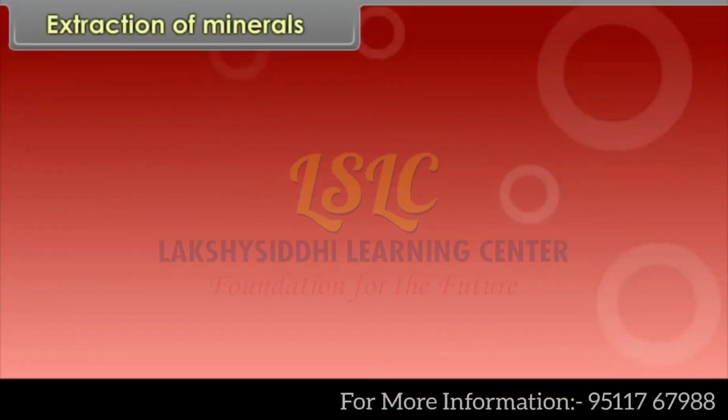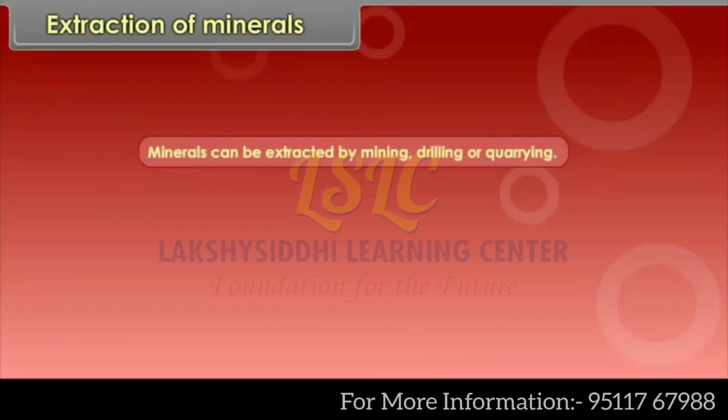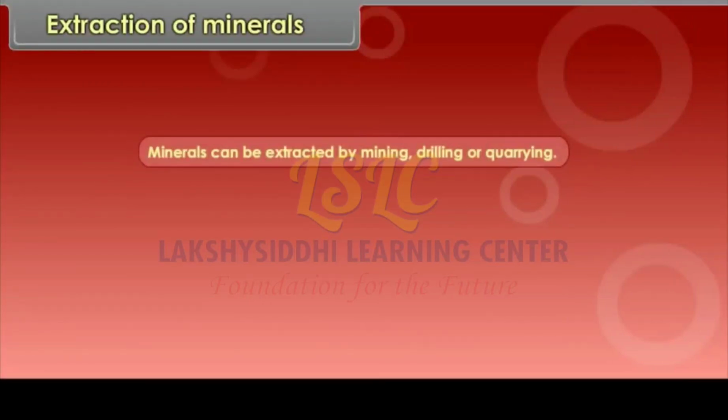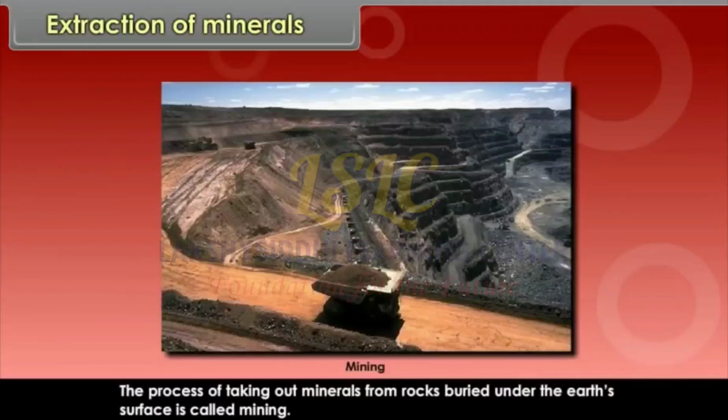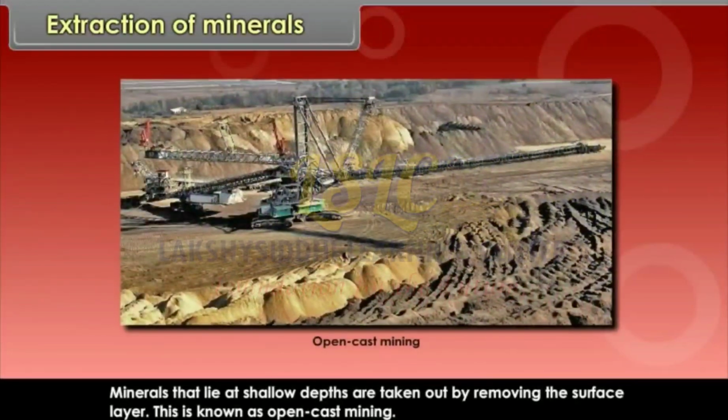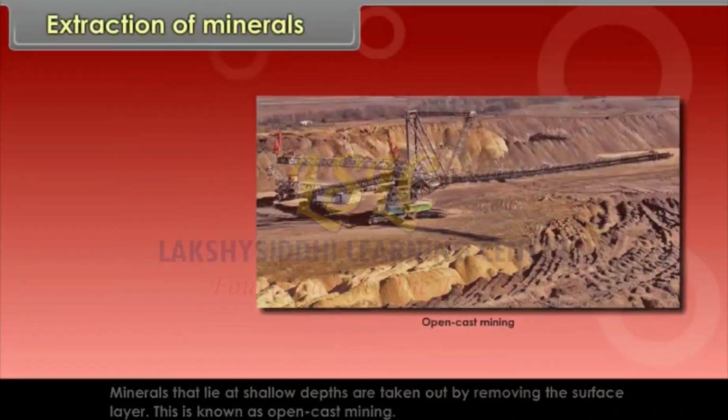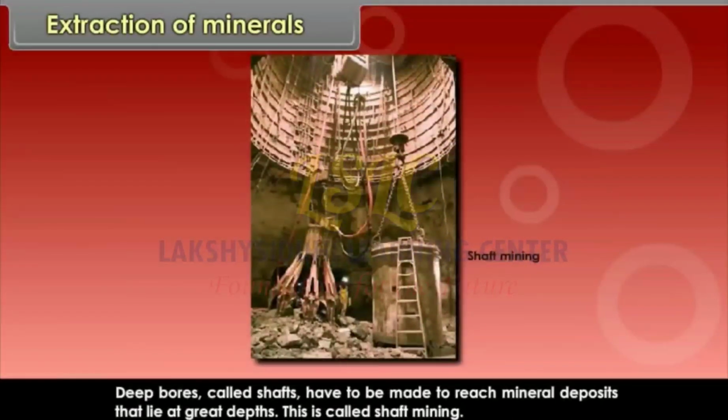Extraction of minerals. Minerals can be extracted by mining, drilling, or quarrying. The process of taking out minerals from rocks buried under the earth's surface is called mining. Minerals that lie at shallow depths are taken out by removing the surface layer. This is known as open cast mining. Deep bores called shafts have to be made to reach mineral deposits that lie at great depths. This is called shaft mining.